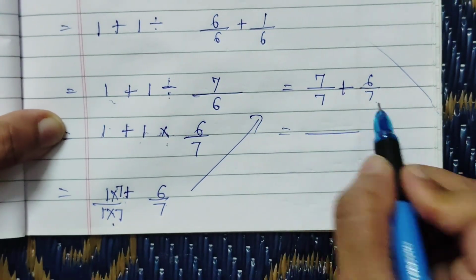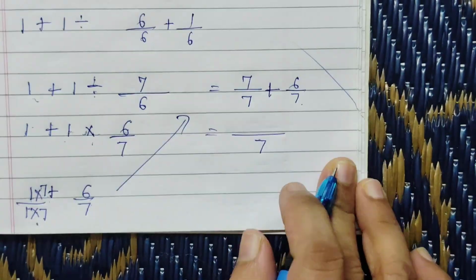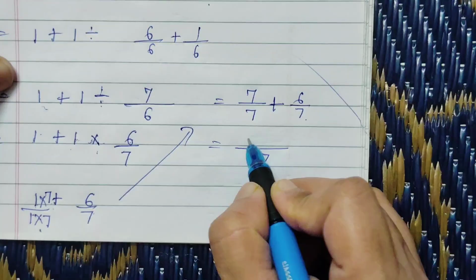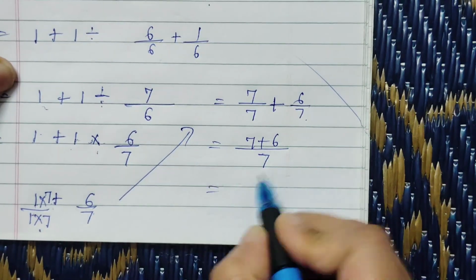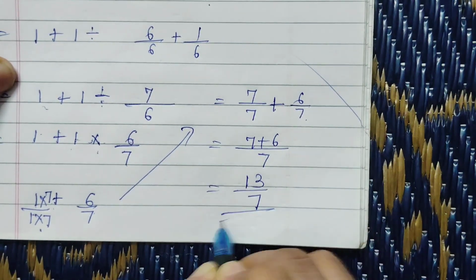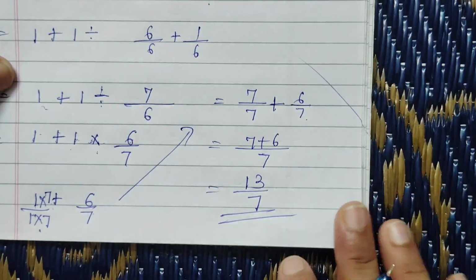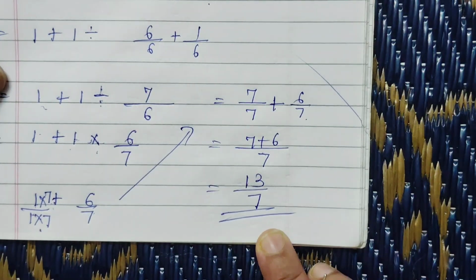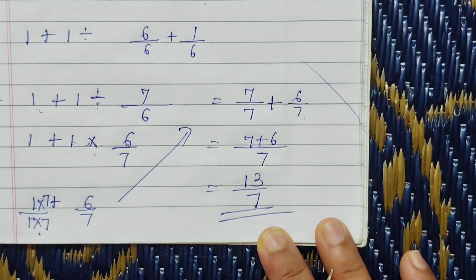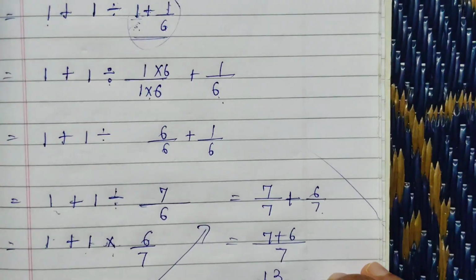Now I have the same denominators, so I will write a common 7. In the numerator, what I got is 7 plus 6, that is 13 upon 7. So 13 upon 7 is the answer. Okay, so we have completed question number 1B.